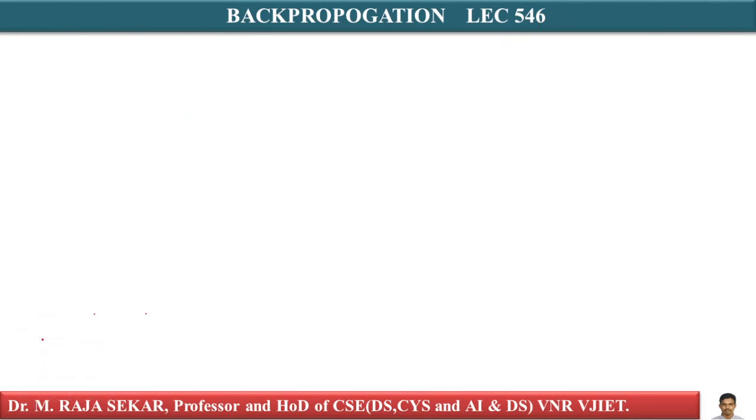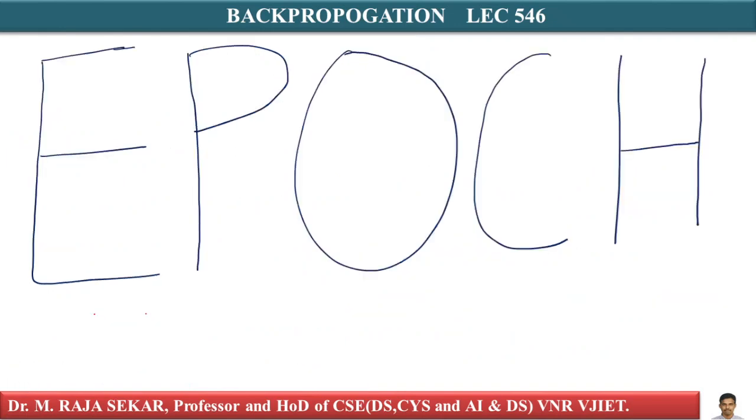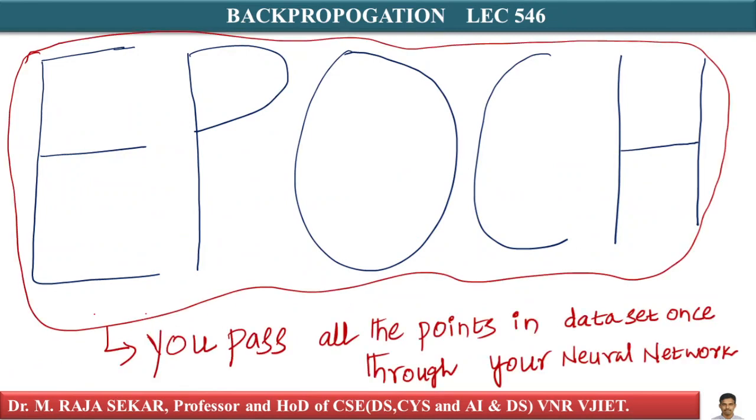In this lecture, I will continue my discussion on backpropagation algorithm. There are some terms that I will introduce you here, and let's walk through each of these steps. There is a term called epoch. One epoch of training basically means you pass all the points in your data set once through your neural network.